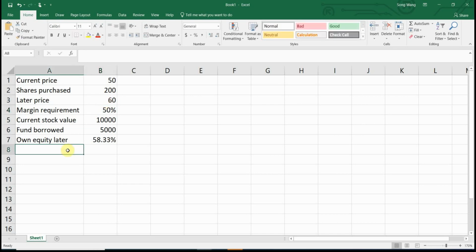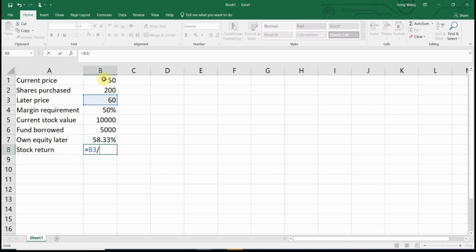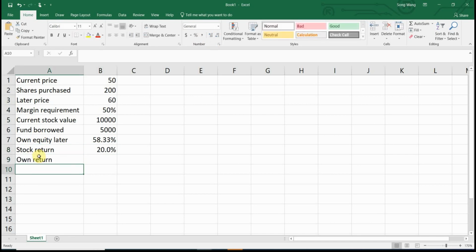All right, and then in addition to the textbook, I want you to calculate the stock return. Okay, the stock return is 60 divided by 50 minus 1. We have done this millions of times, so that's 20%. And I also want you to calculate your own return. As the investor, you borrow the money, what is your own return?